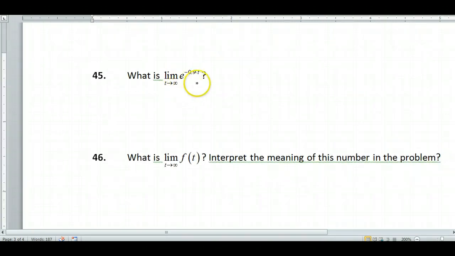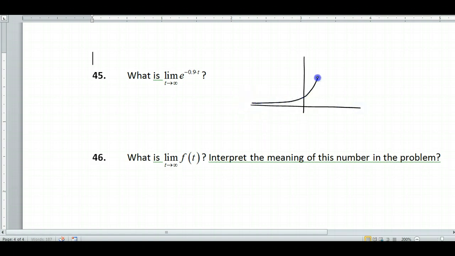What is the limit? Okay, here's the limit question. To answer this question, you have to look at the graph. If you look at the graph y equals e to the t, I'm going to put t right here, why not? It doesn't matter, right? And x and y right there. E to the t, it goes up, right? So actually e to the t, or if you put 0.9t, it still goes up.